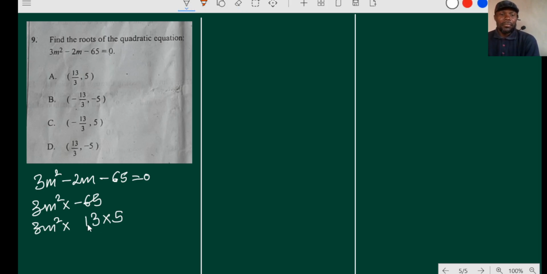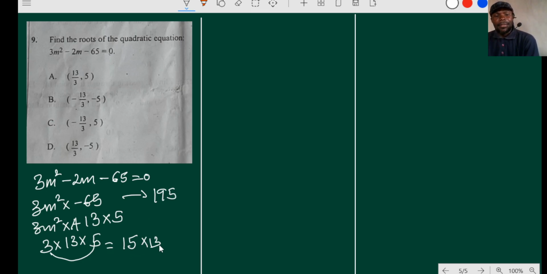Let's leave minus. What we need is factors of 65. We have 3 times 13 times 5. Now, by the time you multiply these two, you can still be said to have 15 times 13. Because 3 times 65 will give you 195.